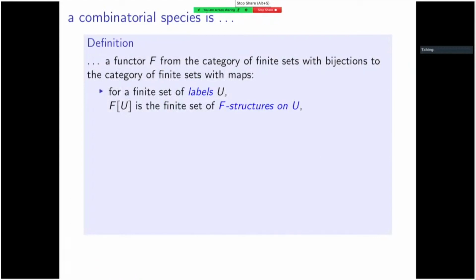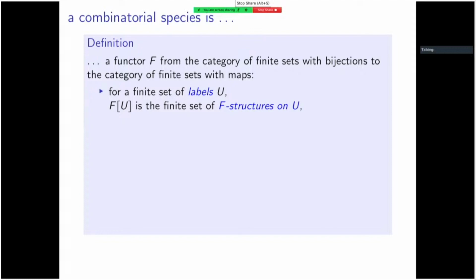And the good definition is as follows: a species is a functor from the category of finite sets with bijections to the category of finite sets with maps. This first line is the definition, but maybe you don't like categories, that's okay. Categories were invented to define functors. So I spell it out for you, it's easier. Don't be afraid of categories, you can forget them again.